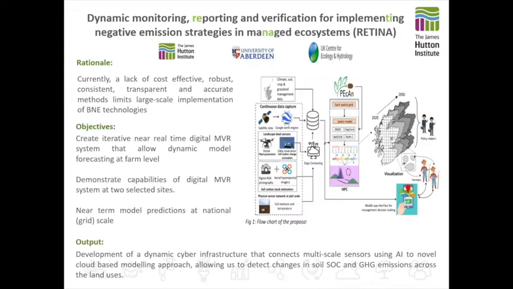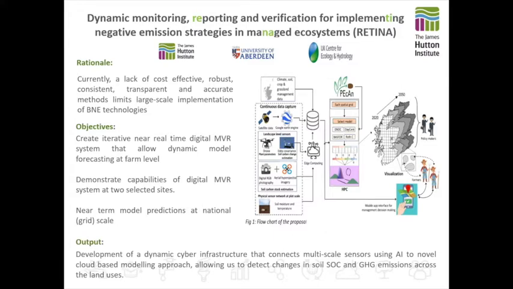So the main challenge is how we quantify the greenhouse gas emissions, and how we quantify, report, and verify the soil carbon sequestration to allow these payments and also reach net zero by 2045 in Scotland, 2050 in the UK. So this is a challenge. Currently, there is a lack of cost-effective, robust, consistent, transparent and accurate methods, which limits the large-scale implementation of these technologies.